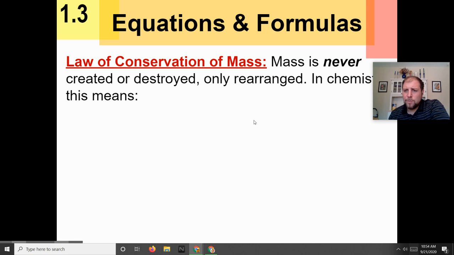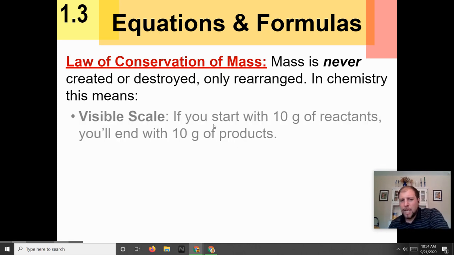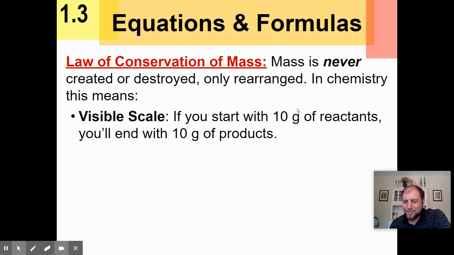This is important because one of the most important ideas in chemistry is the law of conservation of mass. Mass is never created or destroyed. You can only shift the pieces around and rearrange them. In chemistry, this means that on the large scale, if you start with 10 grams of reactants, like the sodium that Mr. Goochee added was 3 grams and the water was 7 grams, that's 10 grams of reactants, I have to end with 10 grams of product. I can't create or destroy material in a chemical reaction. The mass is conserved. It means it stays the same.